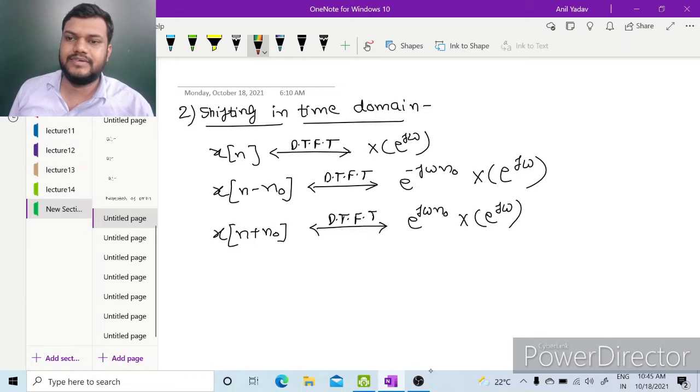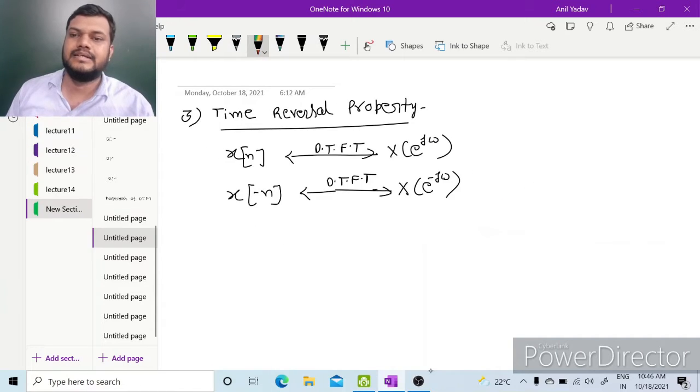Next is shifting in time domain. If x[n] has DTFT X(e^jω), then x[n − n0] will have DTFT e^(−jωn0) X(e^jω), and x[n + n0] will have DTFT e^(jωn0) X(e^jω). Next is the time reversal property.